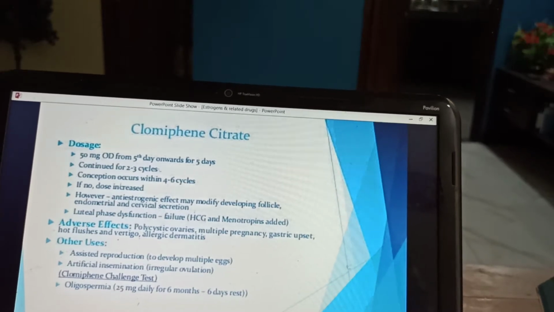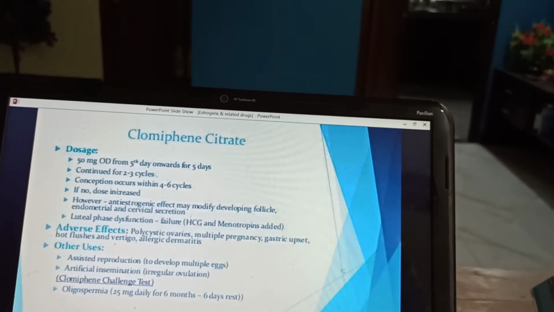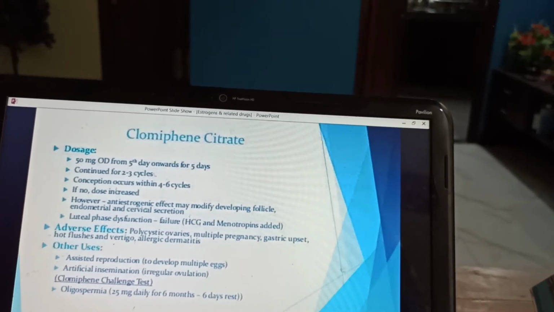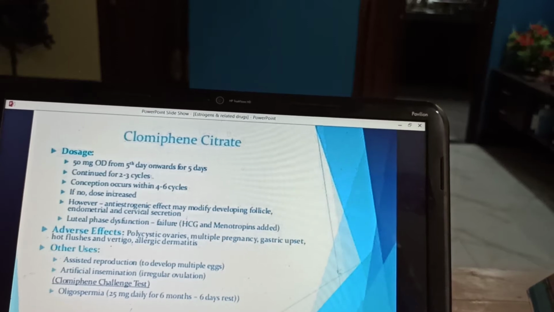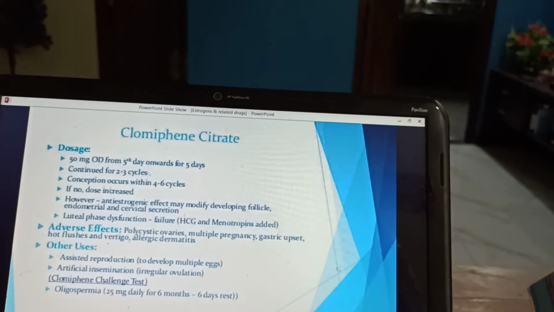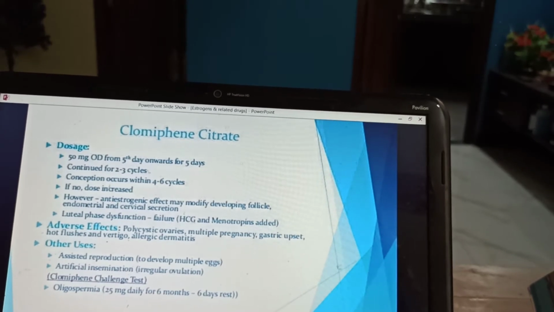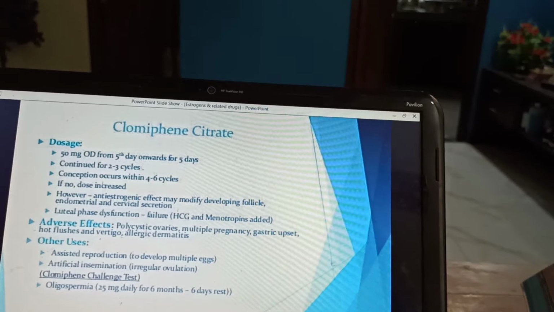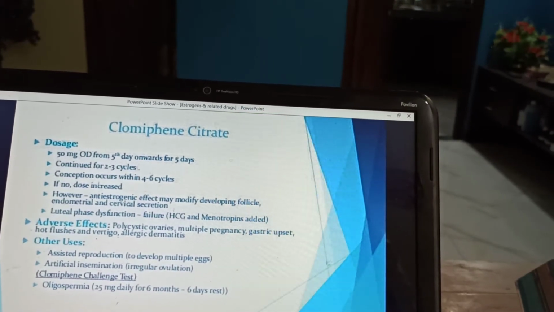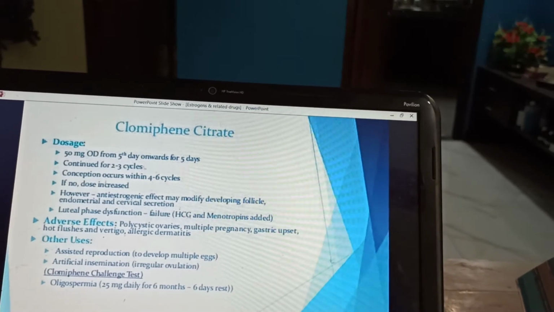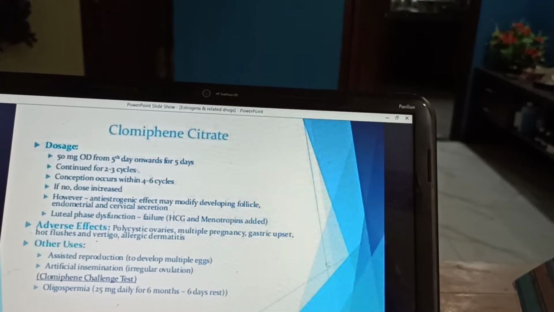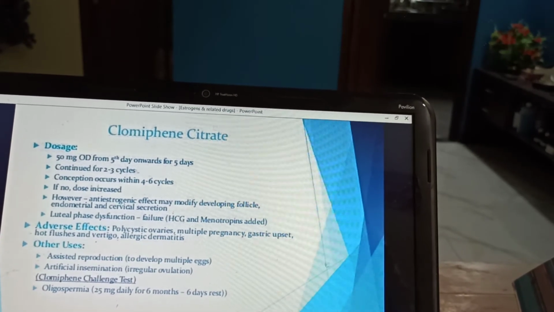So the anti-estrogenic effect of clomiphene citrate may be seen on the developing follicle or on the endometrium or on the cervical secretion, and that can lead to the failure of treatment with clomiphene citrate. So causes of failure are this generalized anti-estrogenic effect and luteal phase dysfunction, and this failure can be minimized by adding menotropins or chorionic gonadotrophins. Human chorionic gonadotrophins can be added in the last 2 days of the cycle.